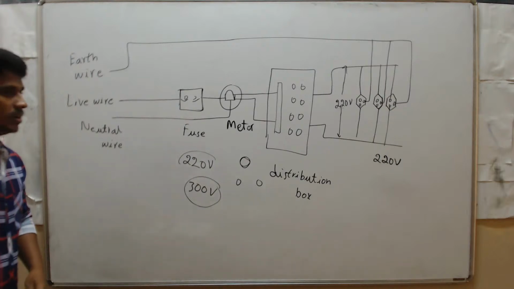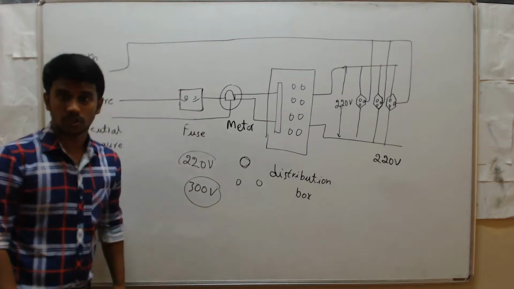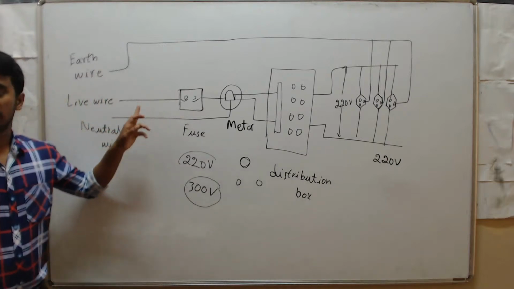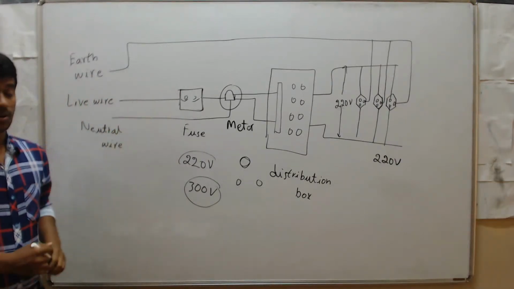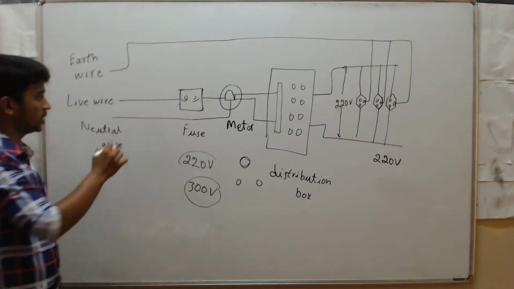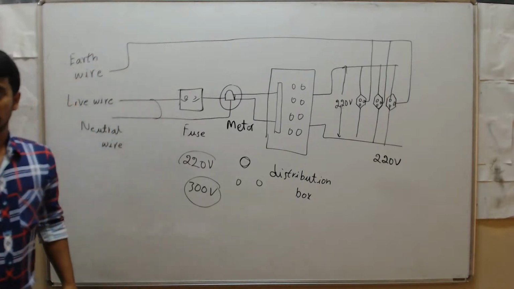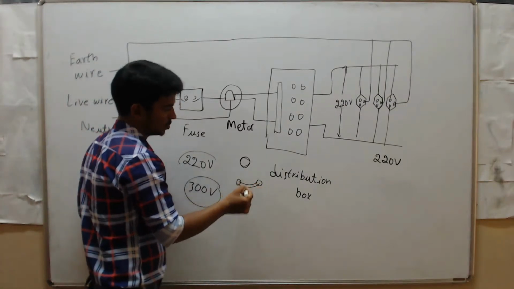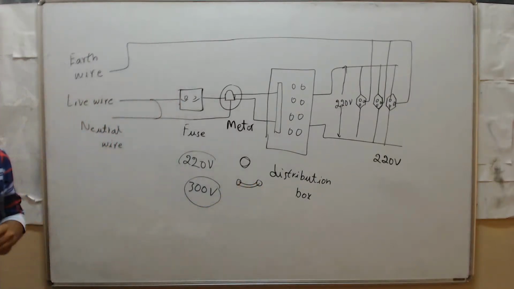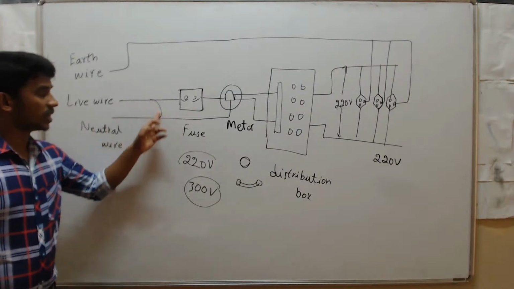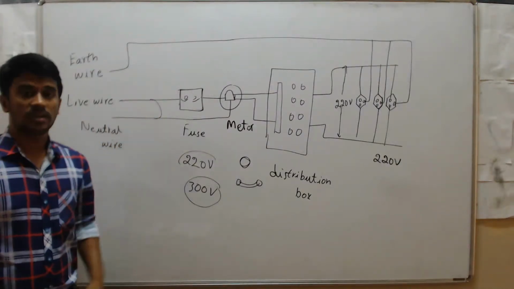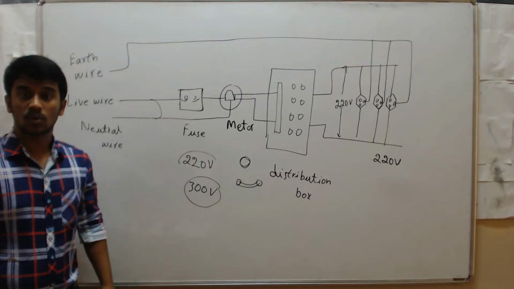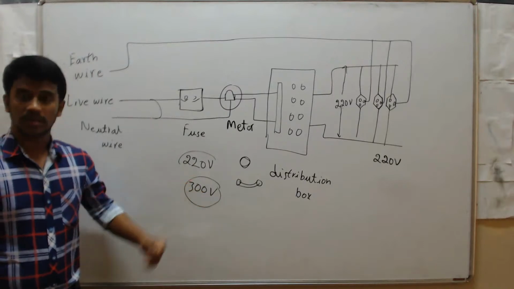See here, in your home, don't try to join these two wires directly. Don't connect the live wire and neutral wire. Suppose you take one wire and join these two holes, what will happen? We call it a short circuit. Why? Because when you join these two wires, the electrons make a sudden movement, which creates more heat, and then a blast.